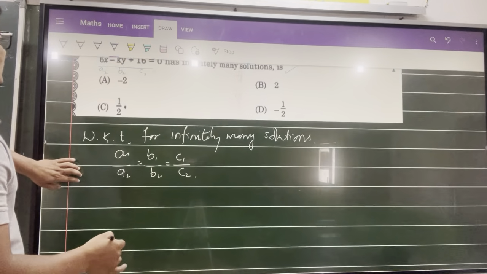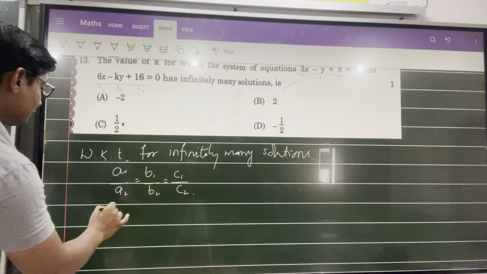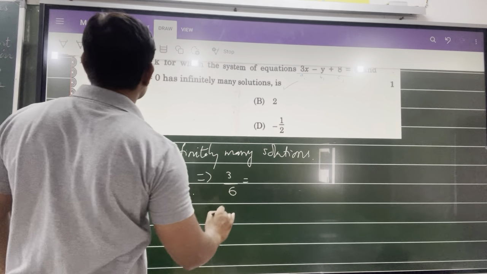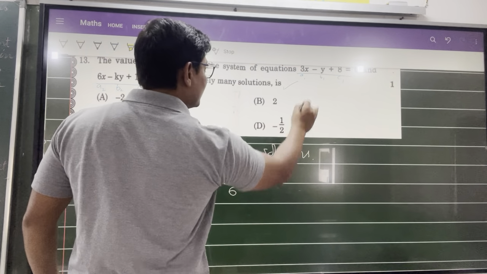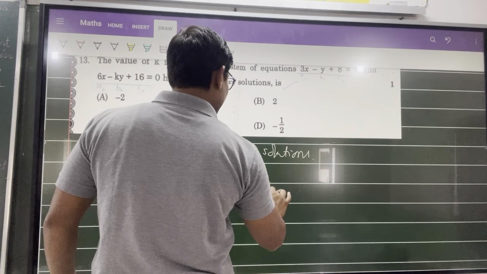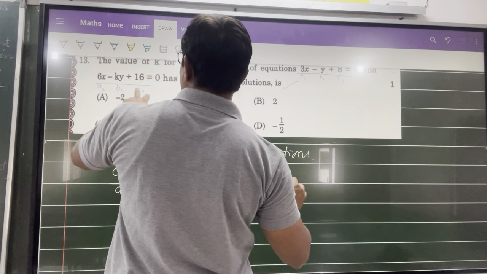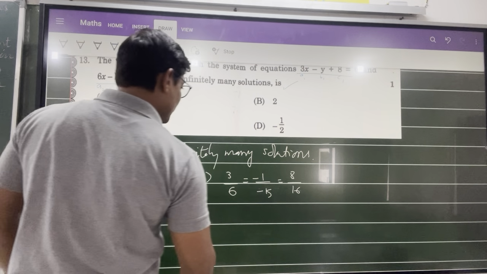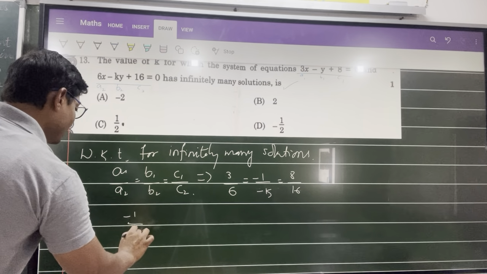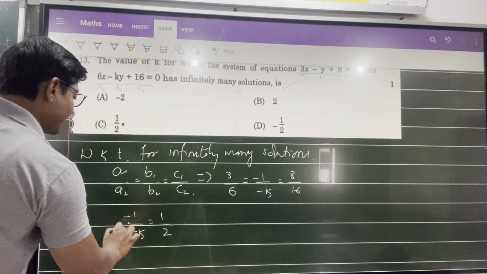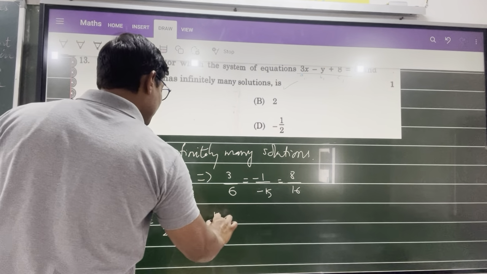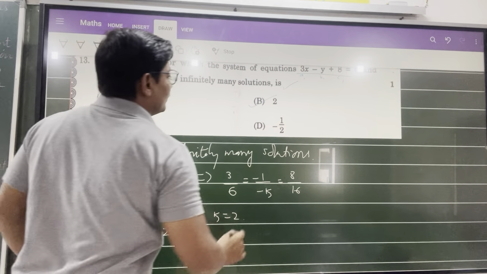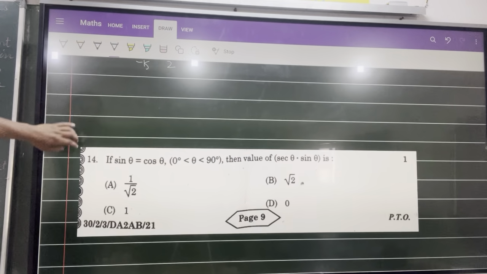So just substitute this. Here a1 is 3, so I'll just write here: 3 by 6 equal to b1 by b2, which is minus 1 by minus k, equal to c1 by c2, which is 8 by 16. So 8 by 16 and 3 by 6 are both 1 by 2. Therefore minus 1 upon minus k equal to 1 by 2, the minus signs cancel. So from here we get k equal to 2. So k equal to 2, again option number B. Okay, so again option B is correct.